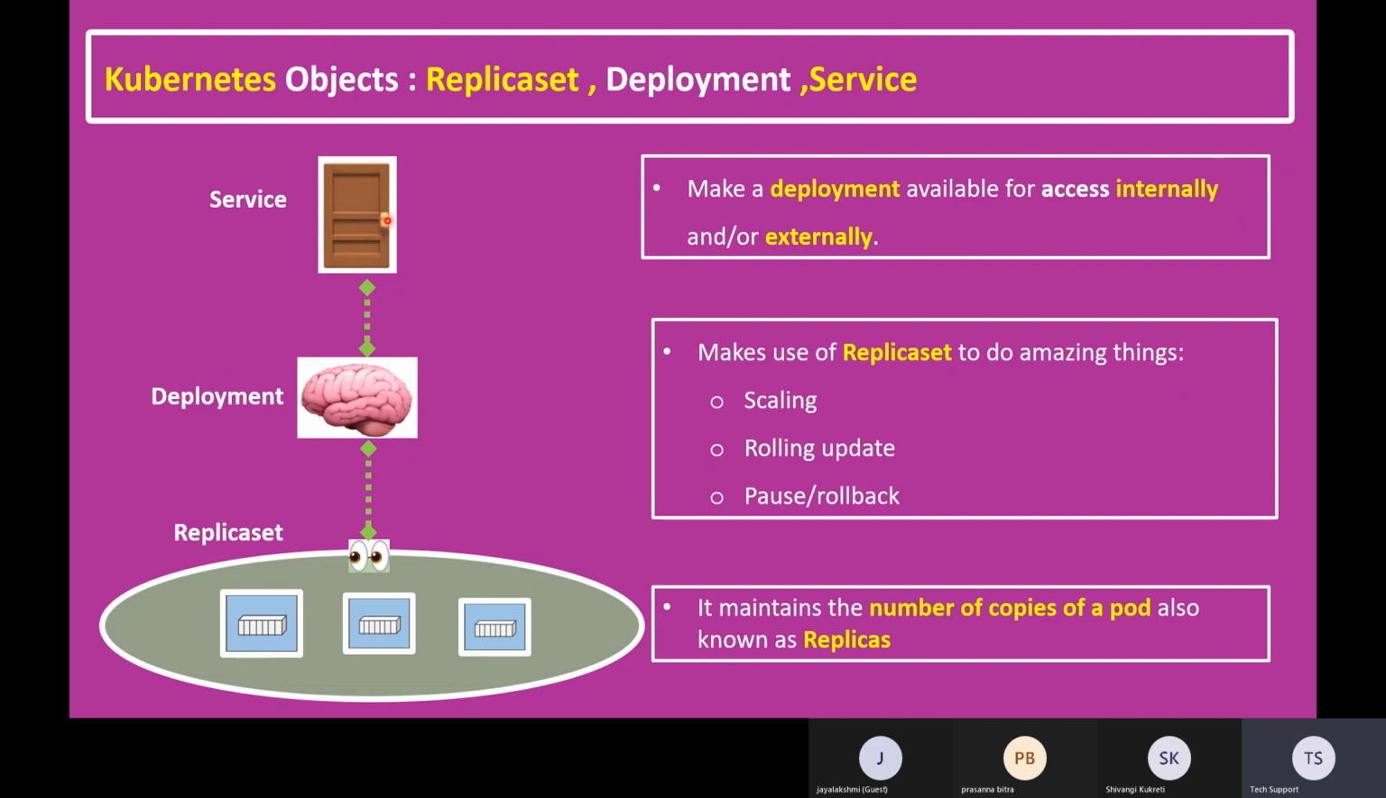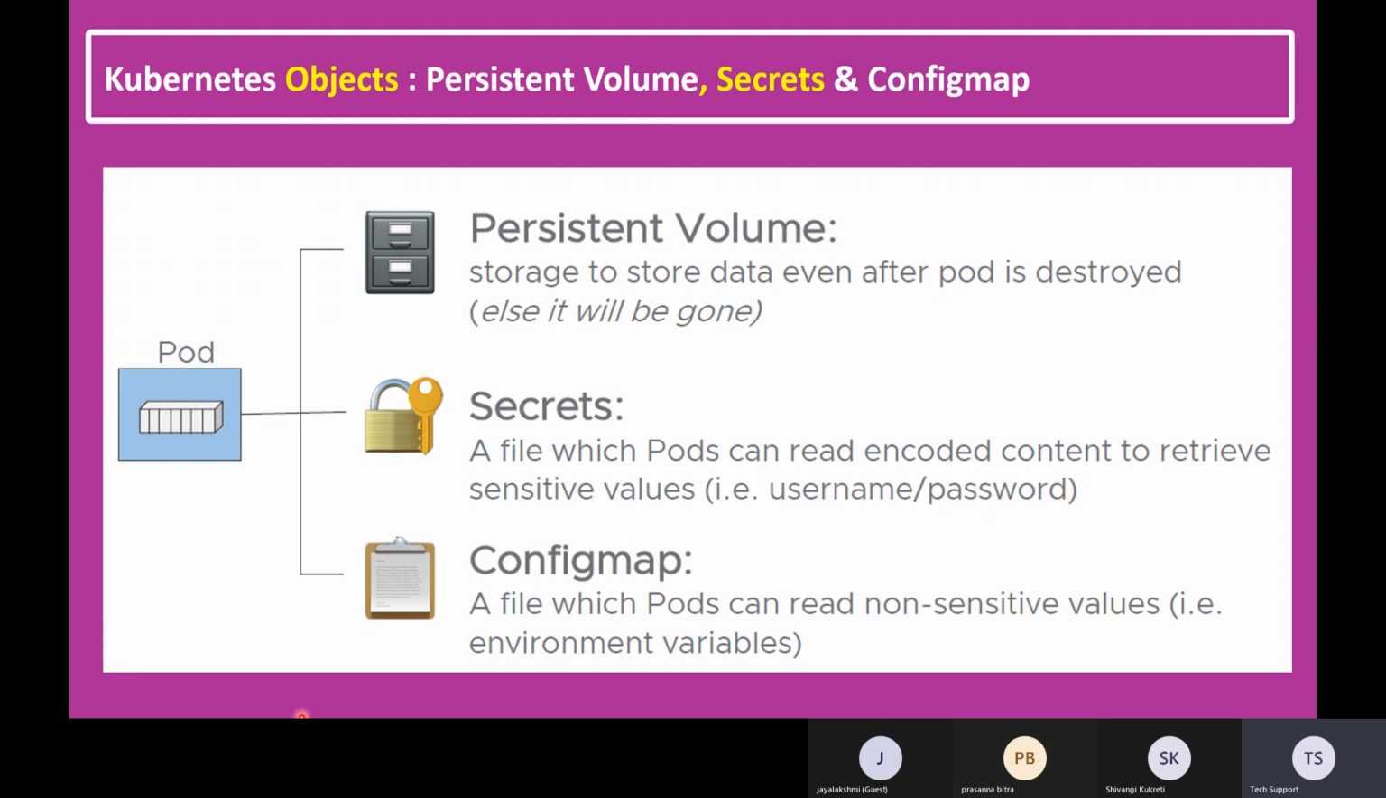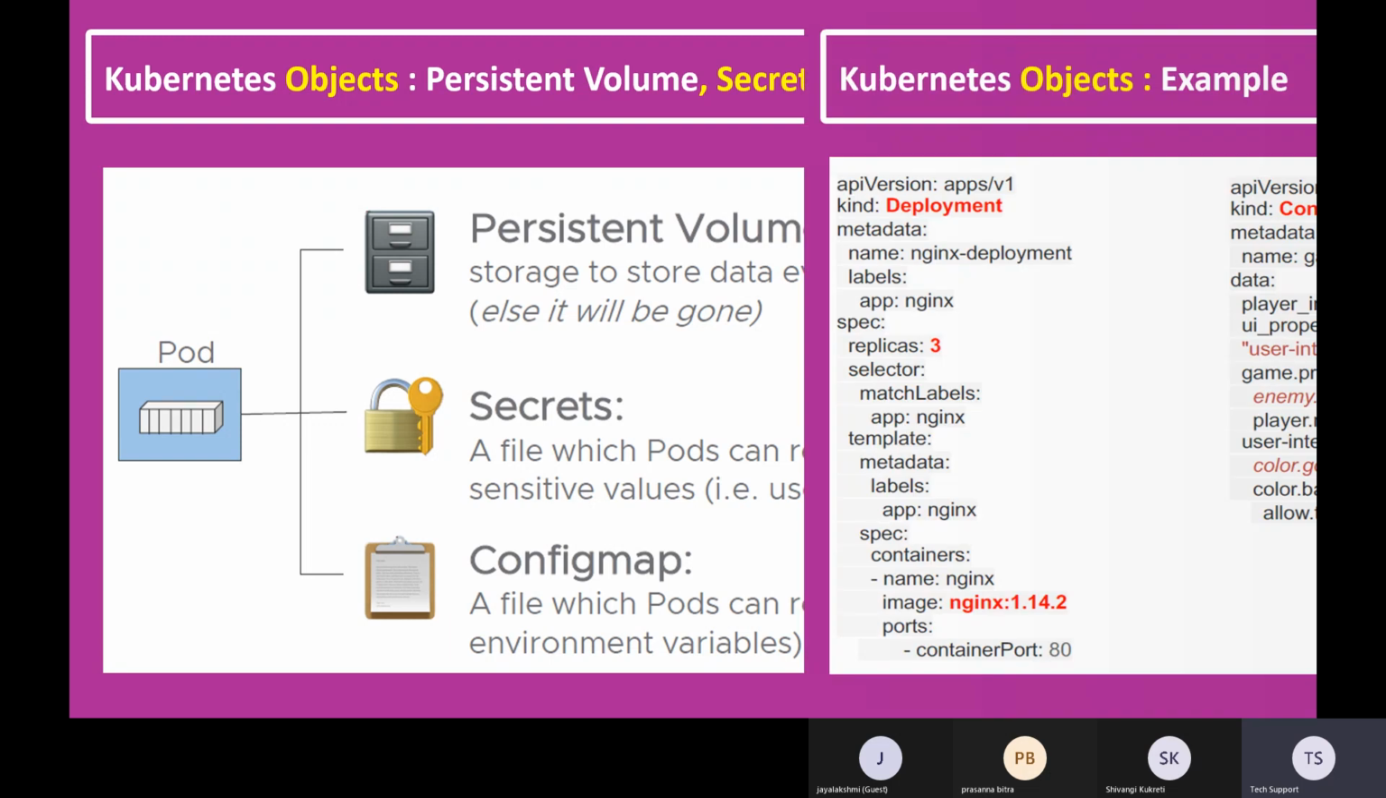Now, along with these three objects, replica set, deployment, and service, there are some additional objects in Kubernetes, specifically at the pod level. At the pod level, to store the pod and container information, we require a config map file, secrets, that means the username and password details, and also a persistent volume. This volume is mainly to store your application data, so the data persists even after the pod is destroyed, else it will be gone. Persistent volume means it's permanent storage, so you are able to restore your data. And earlier we talked about a Docker file. Similarly, now let's try to understand the Kubernetes object file.